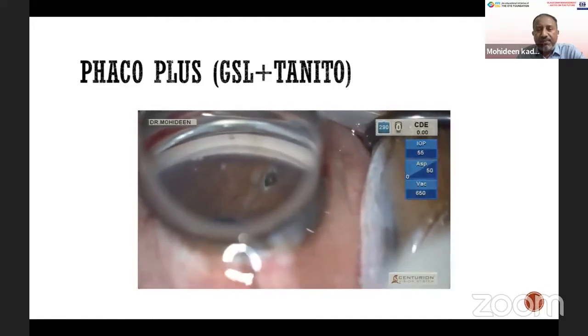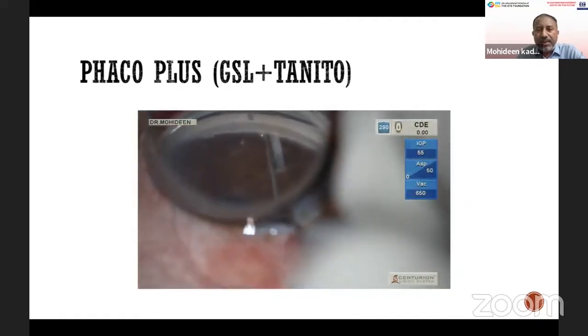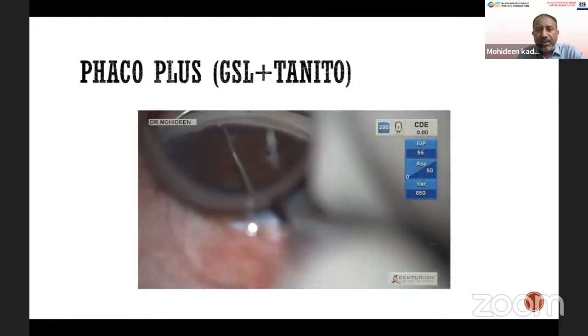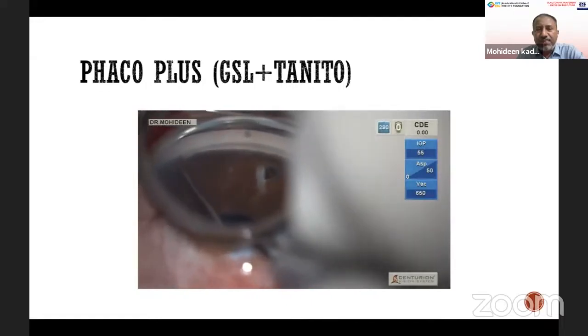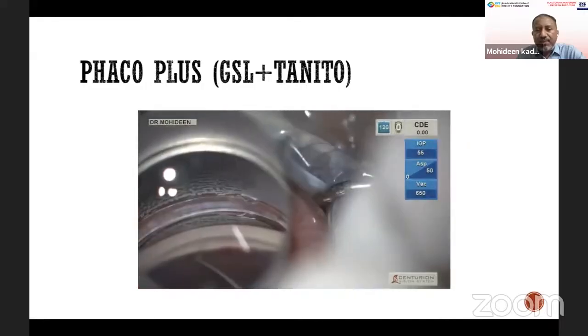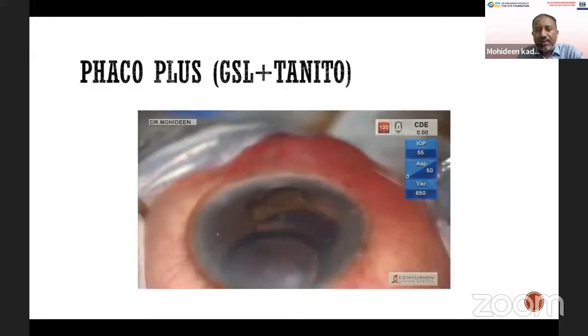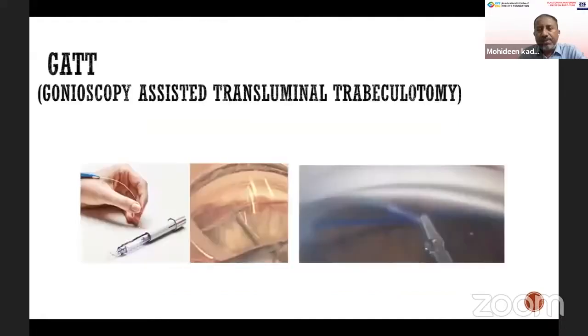I inflate my anterior chamber with viscoelastic. Then you look at the pigmented trabecular meshwork. I just do a nice goniotomy or a trabeculotomy on one side. Once you finish, you can do the other side with another microhook, then also the opposite side. So what happens is that the pressures are really controlled.